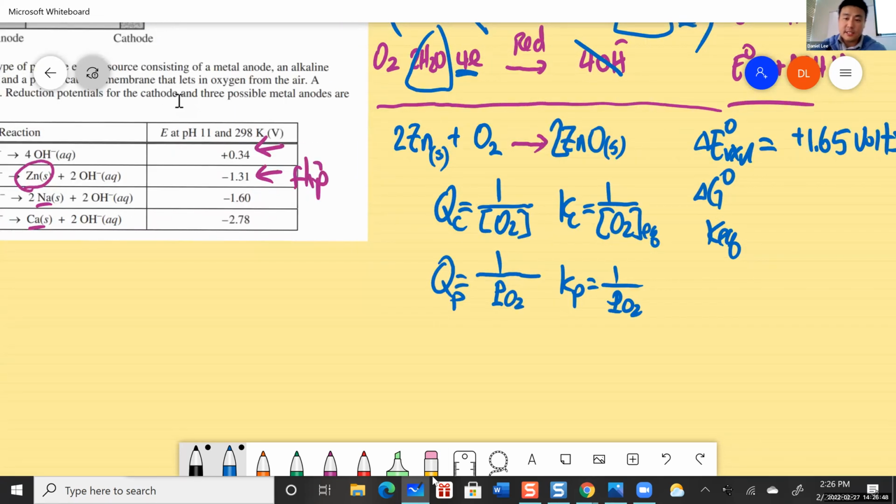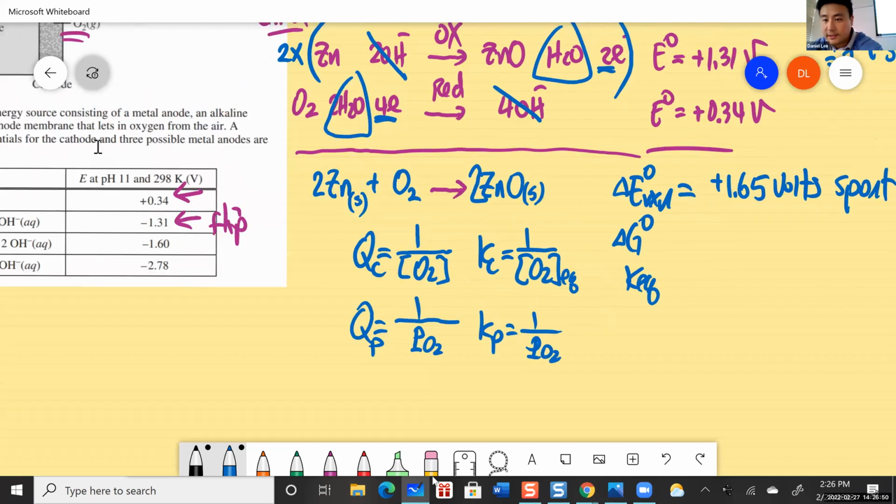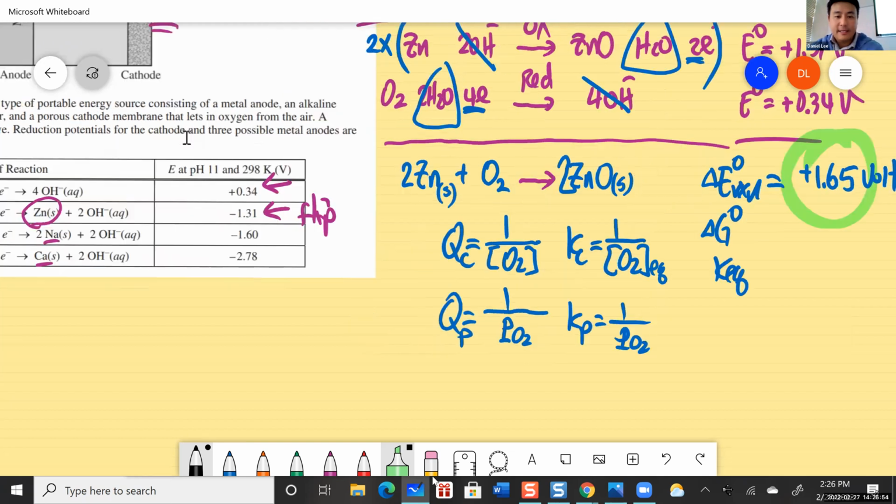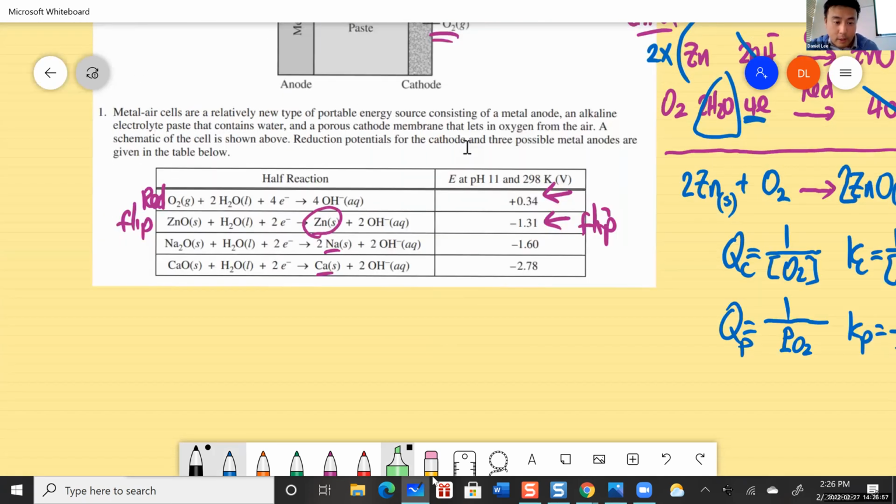So this is a good product, right? That is if I use zinc. What if I use another metal? I wonder which one would be better. What if I use sodium metal as the anode? Would that produce more electricity? Yes or no, guys?